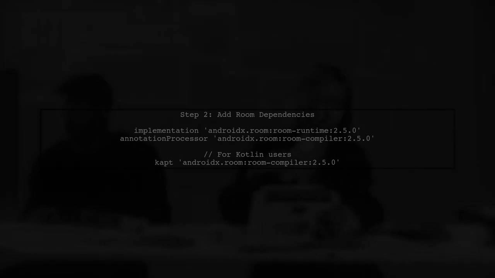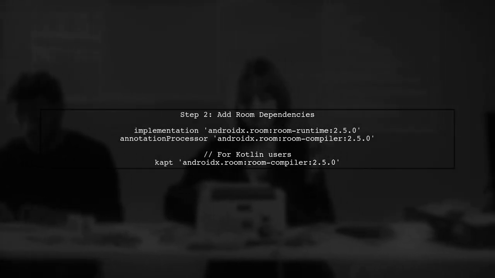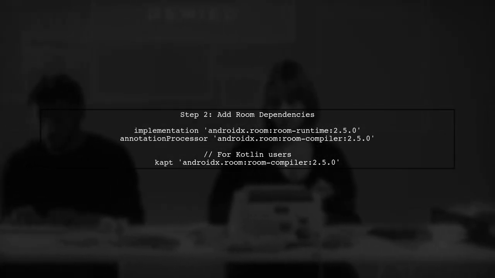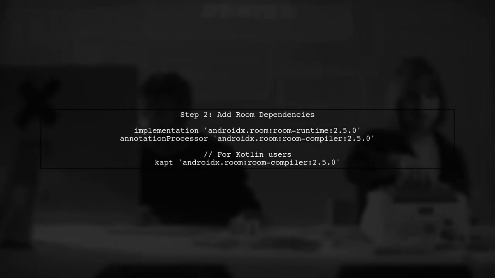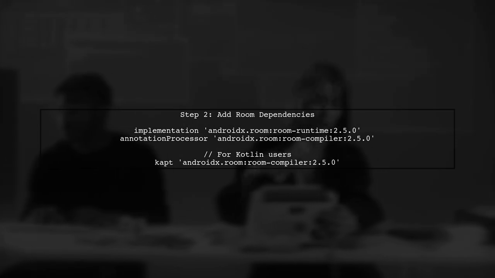To import the Room Persistence library into your Android project, we first need to open the build.gradle file for your app module. In the dependencies section of your build.gradle file, you will need to add the Room components. Here are the dependencies you should include.